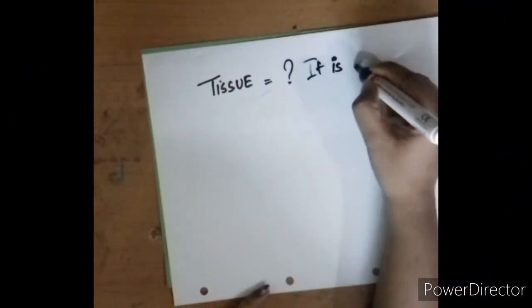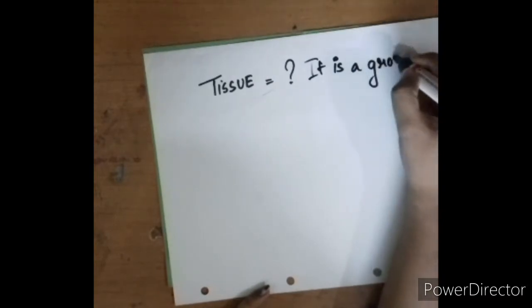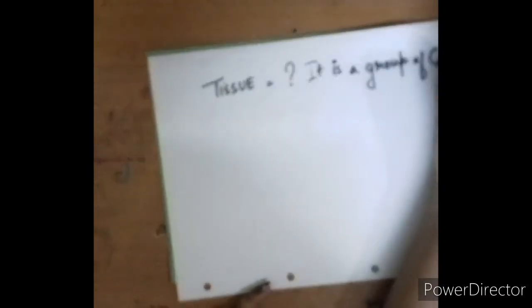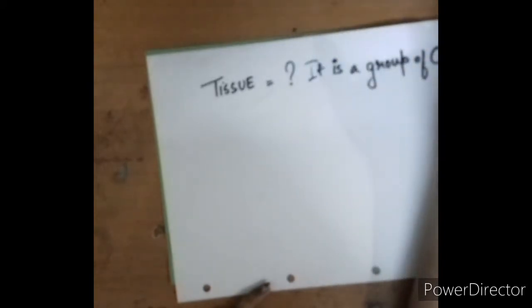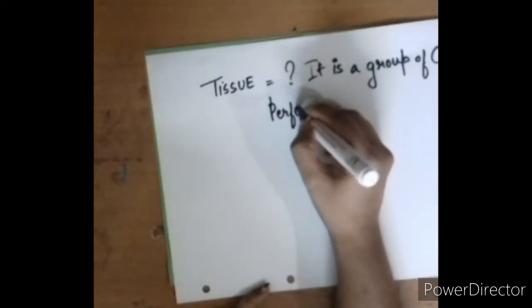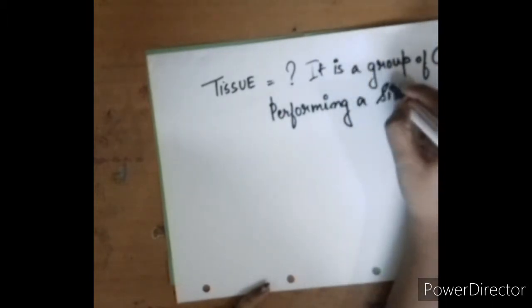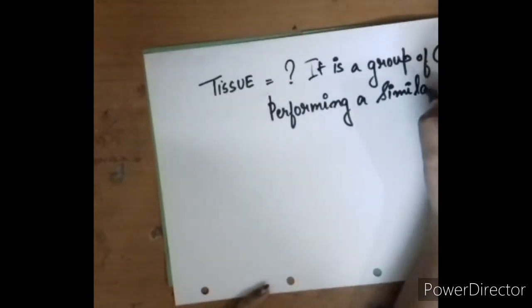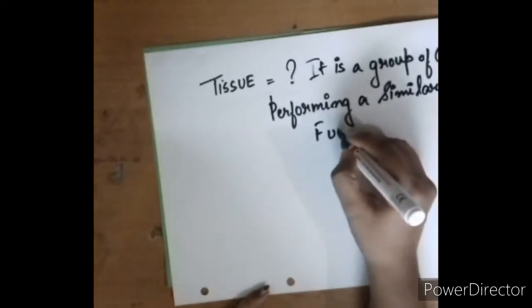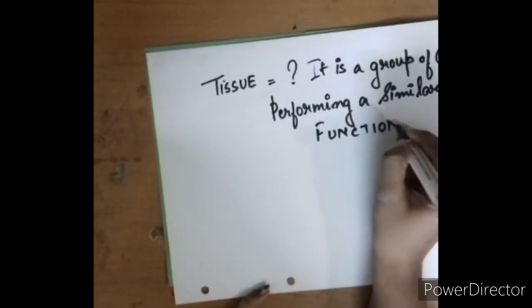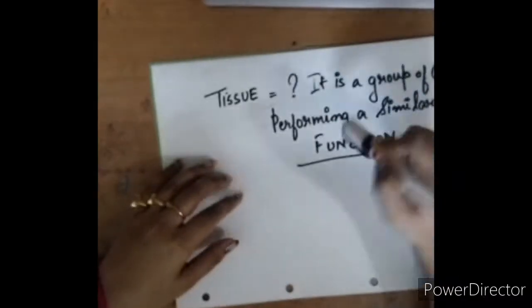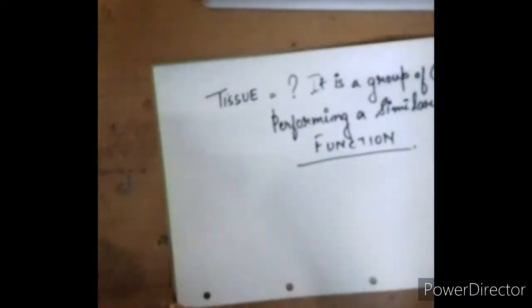A tissue is a group of cells. It can be of different sizes and shapes. It is a group of cells performing a similar function. That means there can be a huge variety of cells.